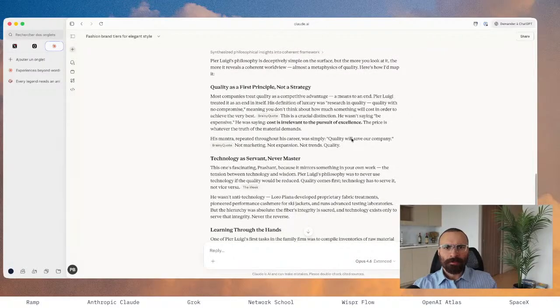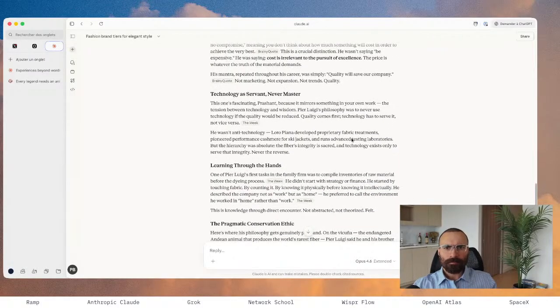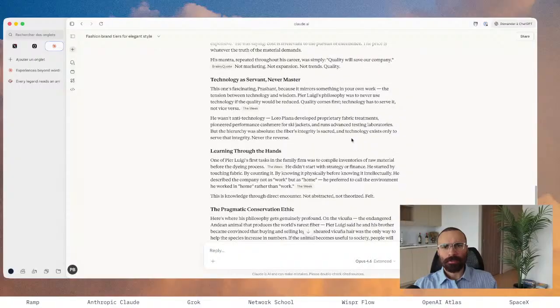Quality as a first principle, not a strategy. Technology as servant, never master. This one's fascinating because it mirrors something in your work, the tension between technology and wisdom. Was never to use technology if the quality would be reduced. Quality comes first. Technology has to serve it, not vice versa.